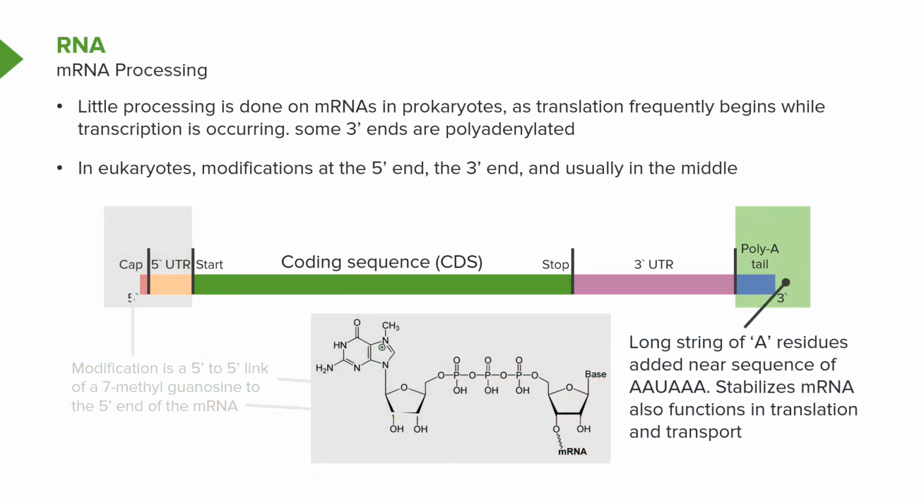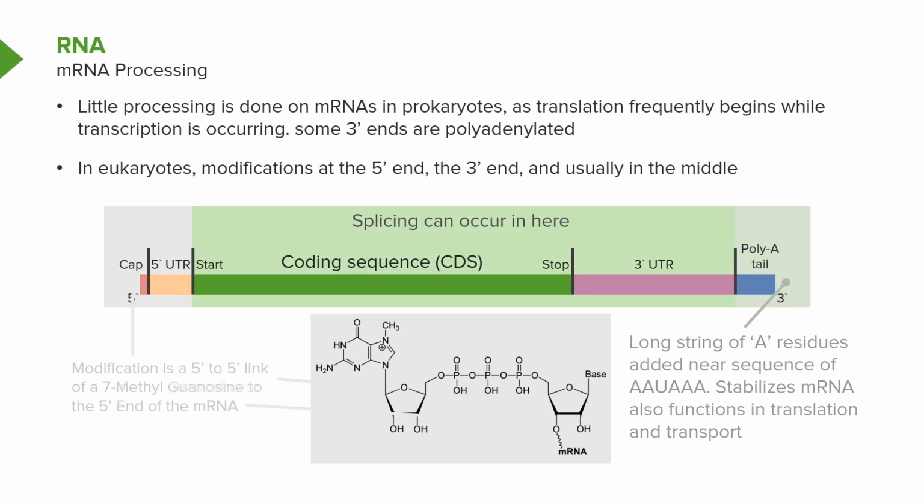Now, the long string of A's at the end is, as I said, probably there to help stabilize the messenger RNA and function in transport. There's a sequence within the messenger RNA as it's being made that goes AAUAAA. And when that sequence is encountered, it is a signal to the cell to chop the RNA and begin adding the poly-A tail to the end of that.